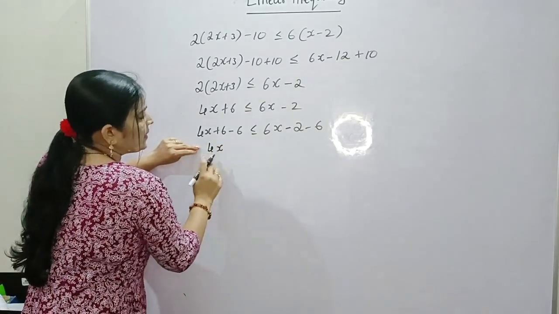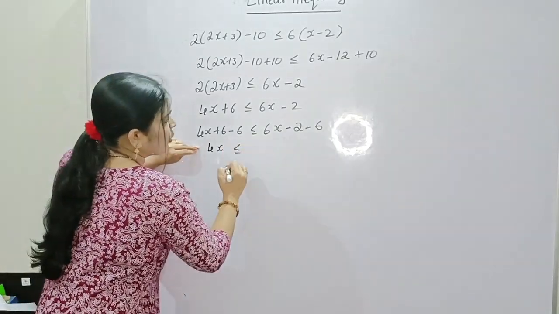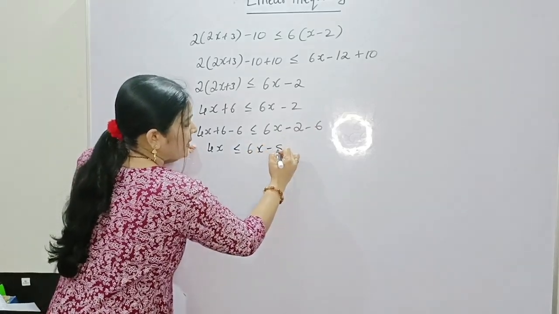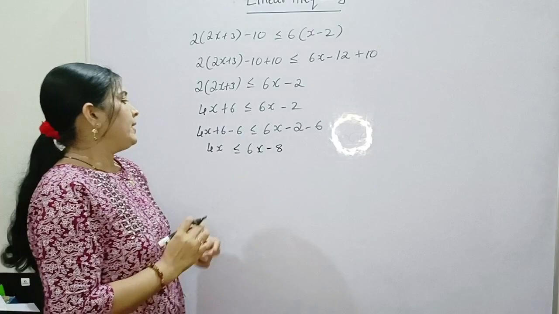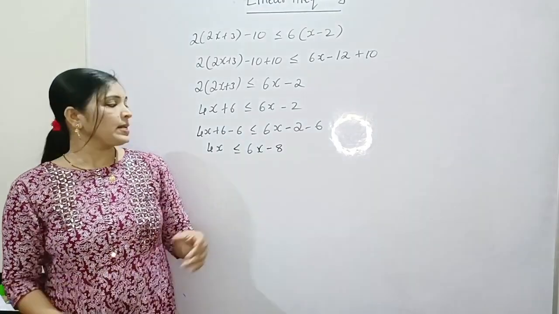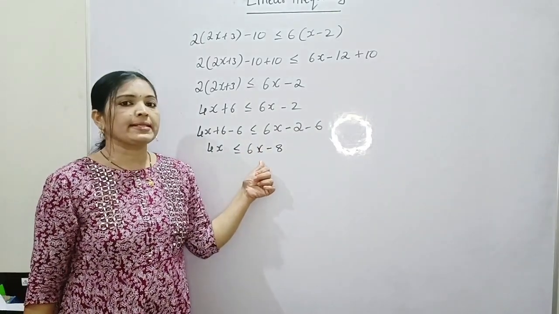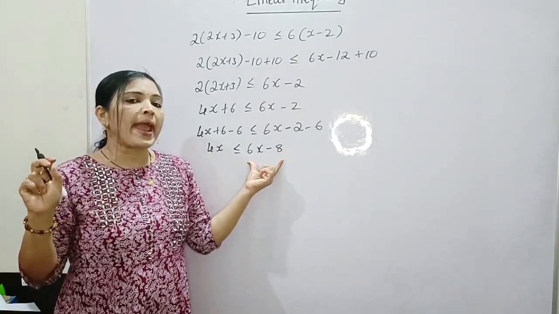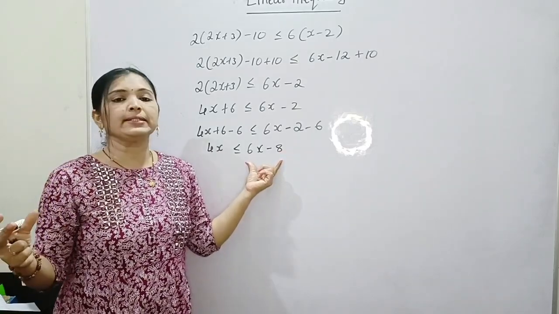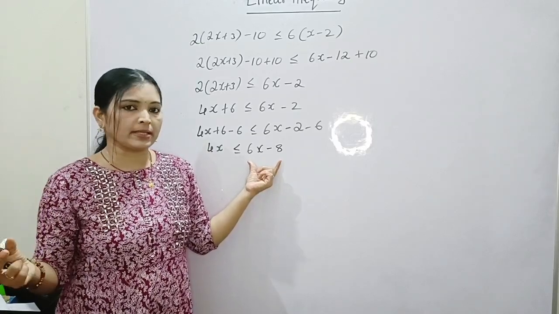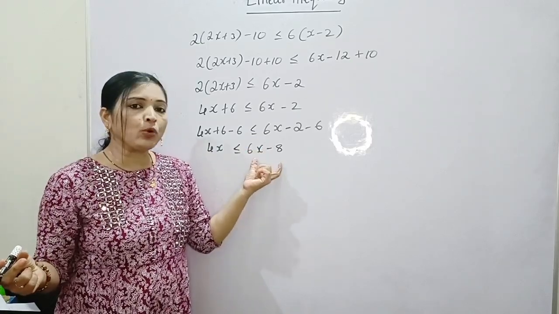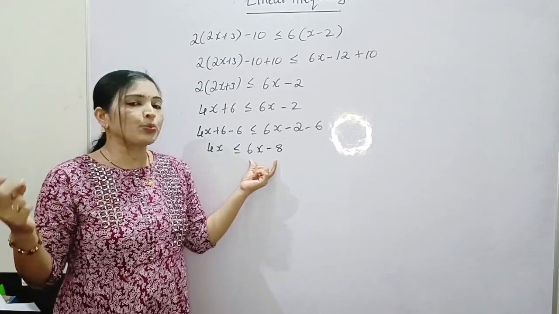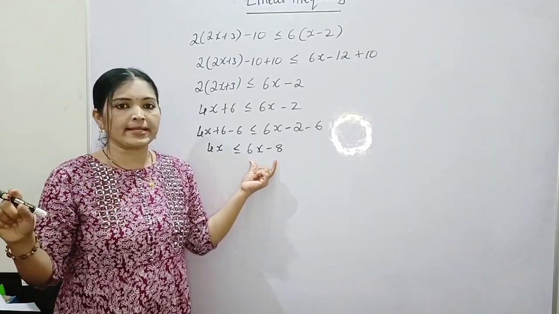So 4x is cancelled, less than or equal to 6x minus 2 minus 6 minus 8. Next, what to do? See here, 6x is there on the right side. Here we have to remove x terms, not the coefficient, the x terms. So we have to remove this 6x. The x terms should be removed on the right side.